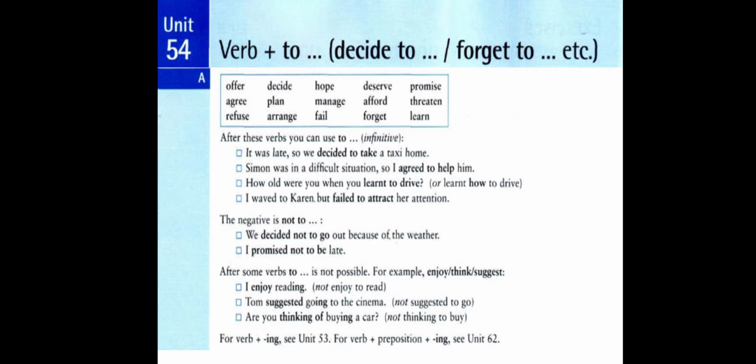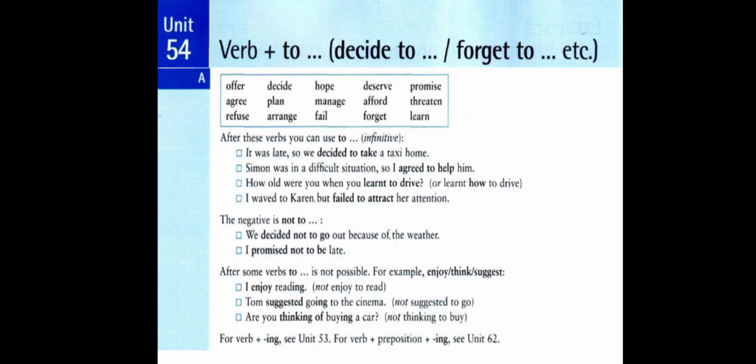We have the verbs here: offer, decide, hope, deserve, promise, agree, plan, manage, afford, threaten, refuse, arrange, fail, forget, and learn. Whenever we use these verbs in sentences, we are supposed to follow them by to plus the base form. After these verbs, you can use to plus the base form, what is called infinitive.